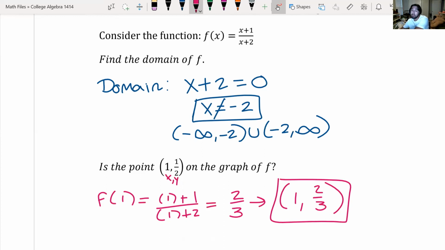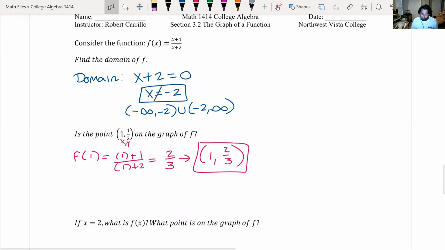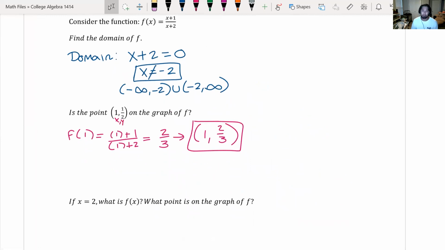All right, since 1 and 1/2 is not on the graph, well, it just so happens that 1 and 2/3 is a correct point on the graph. Okay, third one. I guess we could say up here, no. But 1 and 2/3 is.